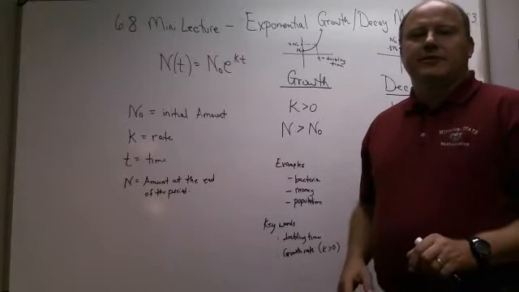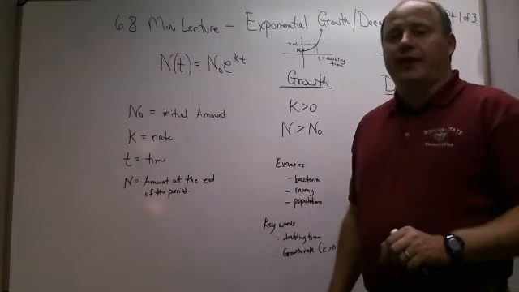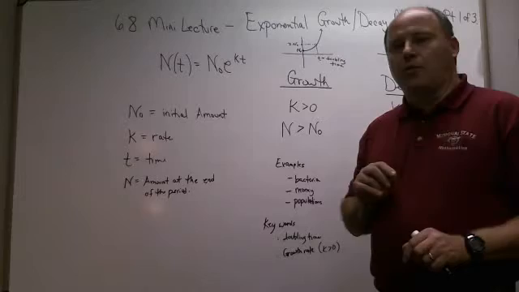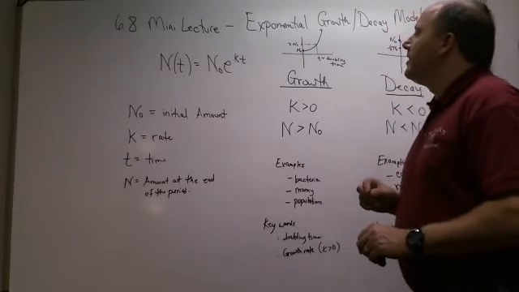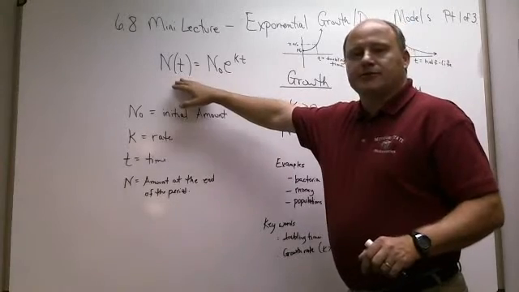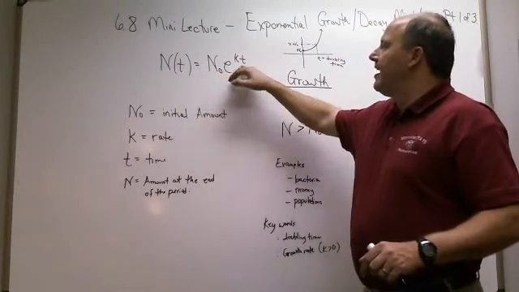Hello, I've been requested to give a little mini lecture over 6.8. It's got the exponential growth and decay. So I'm gonna have a three-part lecture. This is part one, and this lecture refers to basically this exponential function right here. It's N of t equals N sub 0 e to the kt.